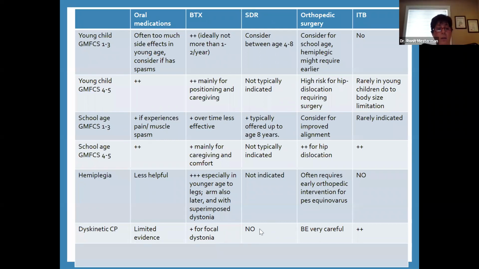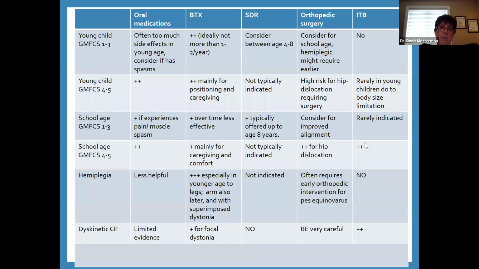SDR is actually a contraindication. SDR does not treat dystonia, so we do not offer it, and it actually can make it worse. With surgery, again, that's where it's really important to separate spasticity and dystonia, because surgery can go really wrong if we misunderstand the tone. And definitely intrathecal baclofen is an option.